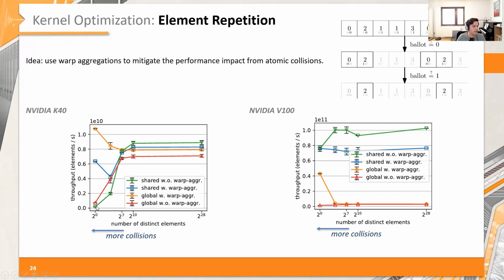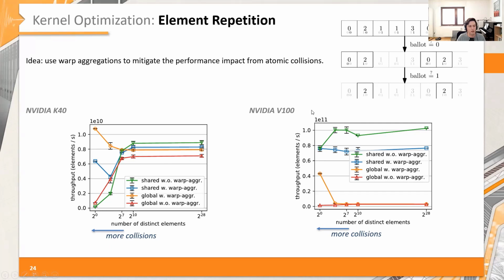We see that without warp aggregation, the performance drops with a large number of collisions. But as soon as we do warp aggregation, we have a good performance, or almost comparable performance to the case without any collisions above the accepted number.